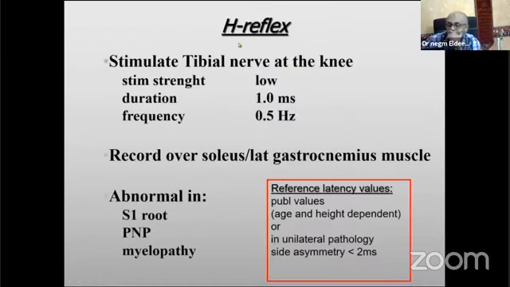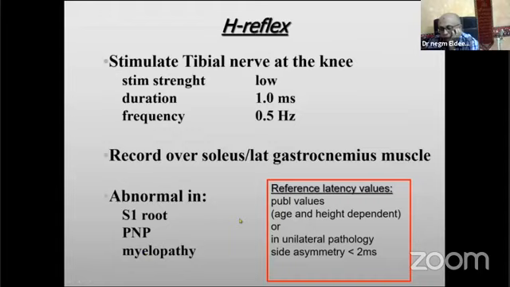The protocol is that we stimulate the tibial nerve with low stimulus strength, a long duration to favor the sensory nerves, and to make a very low frequency, because we have something called habituation where reflexes disappear. That is not true for F response, but for H reflex. We record over soleus or gastroc, and it is useful for S1 radiculopathy and also polyneuropathy, myelopathy.